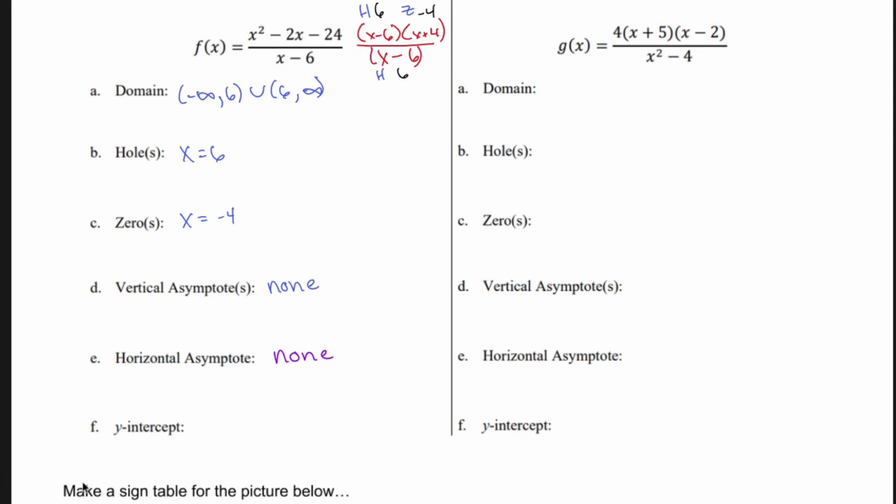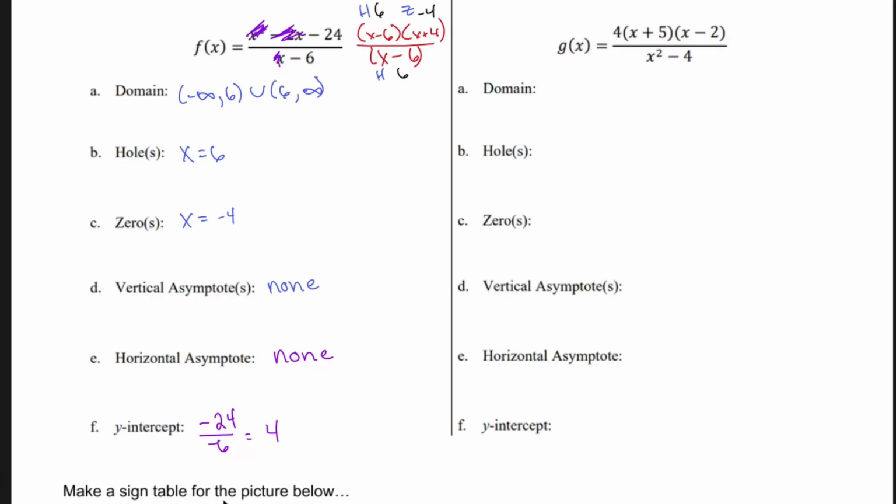Now, y-intercept exists wherever x is equal to 0. So if x was equal to 0, you would go away, you would go away, and you would go away, leaving us with negative 24 over negative 6. That simplifies to just positive 4. So my y-intercept is going to be positive 4.